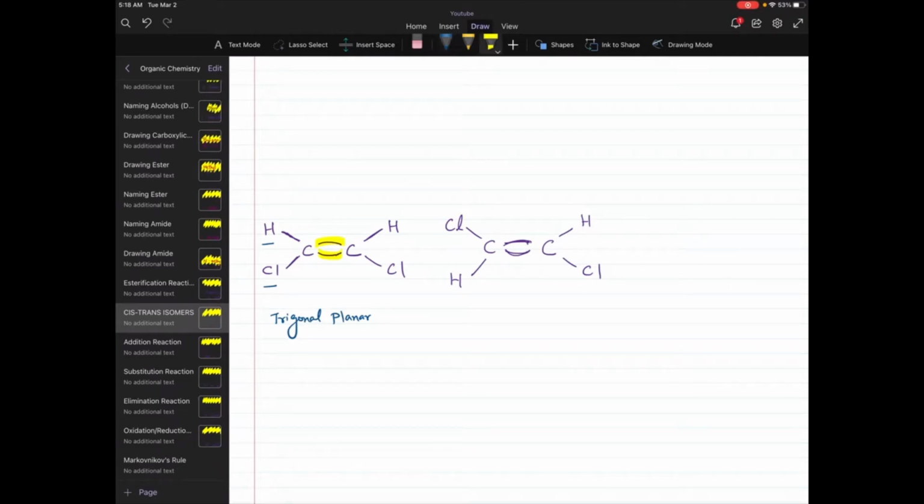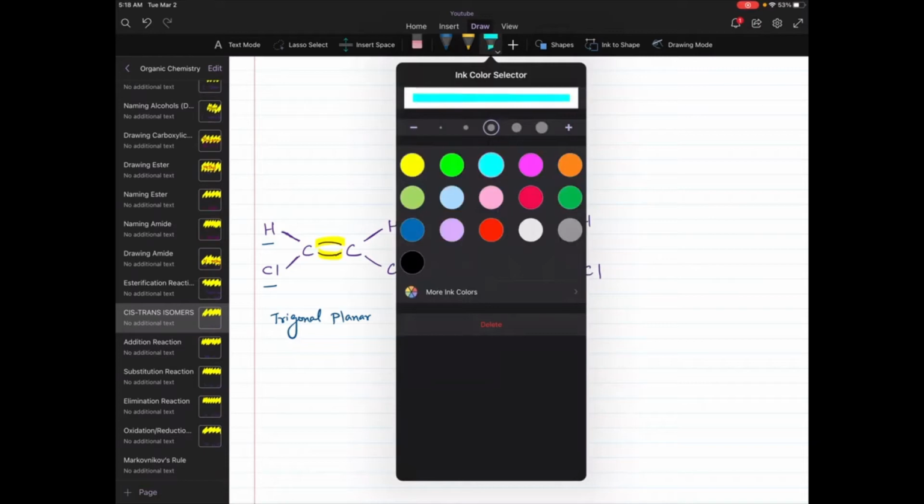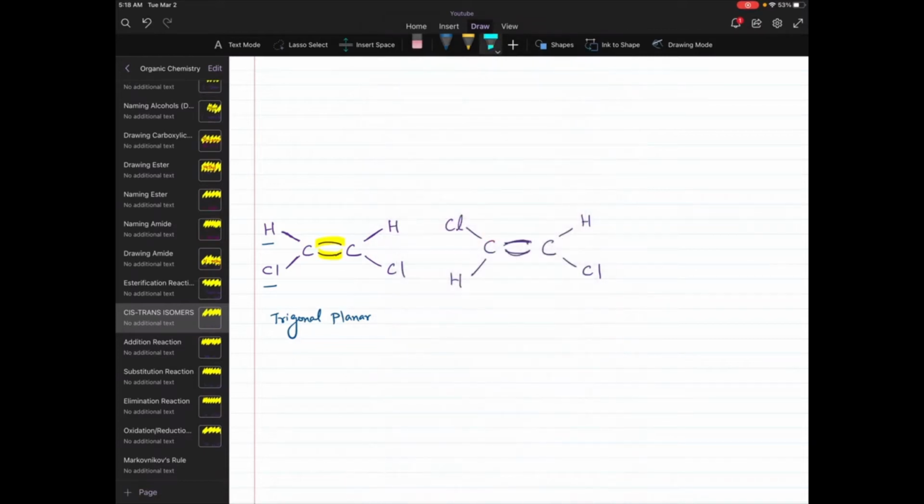If we can look at this, I'm going to switch colors here to show you. The way the naming happens is we are looking at the carbon chain. If it is on the diagonal or high priority groups, where are they located?